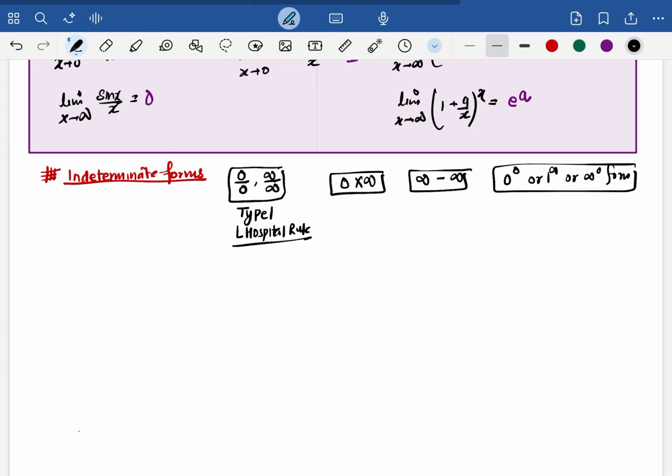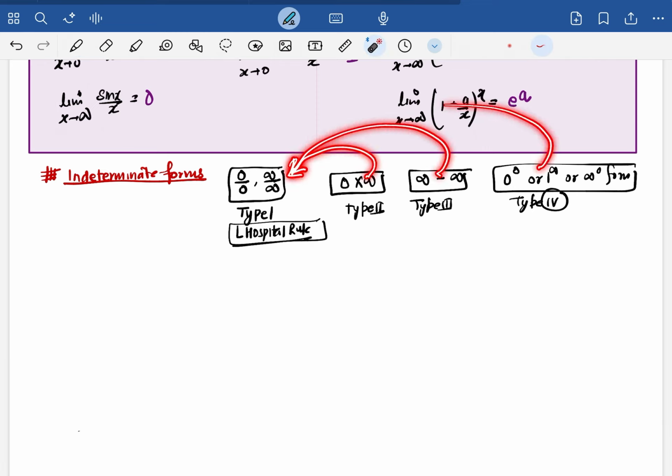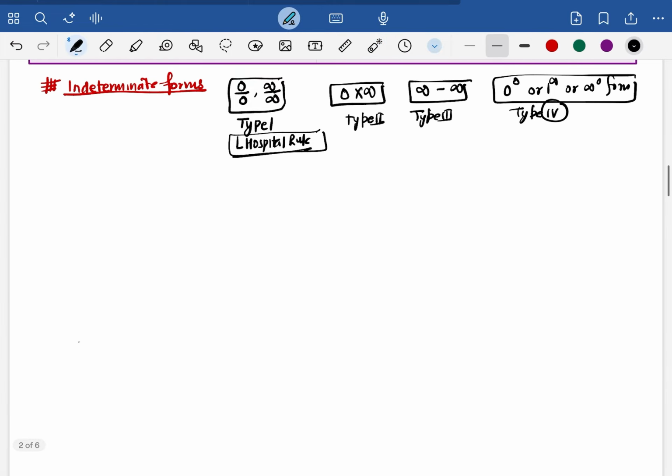So basically, from your academic perspective, there are 4 types of indeterminate form: type 1, type 2, type 3 and type 4. In solving the indeterminate forms we mostly use the L'Hospital rule. What we try to do is convert this problem into this, convert this into this, and convert this into this, and this is the easiest of all the forms. So let's first discuss form number 1, this indeterminate form.